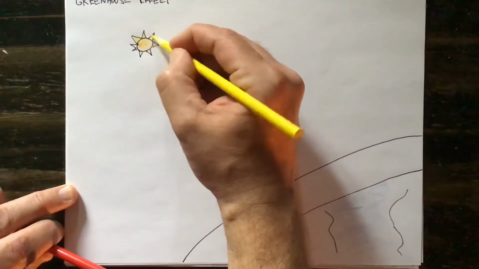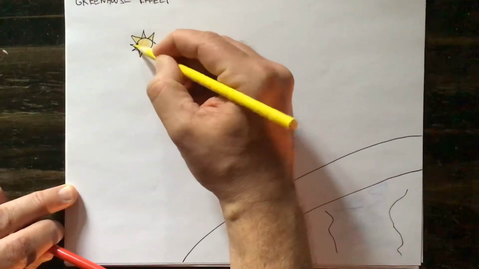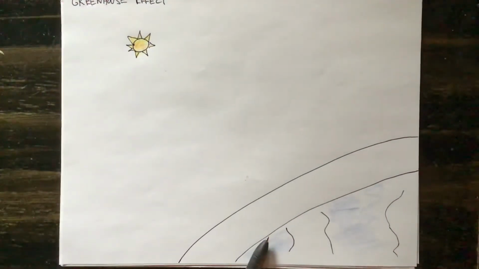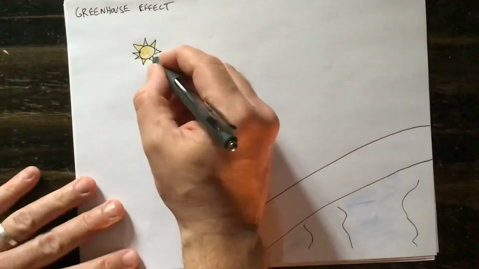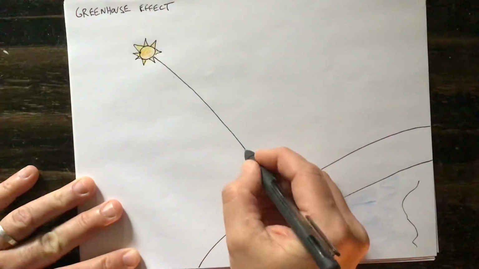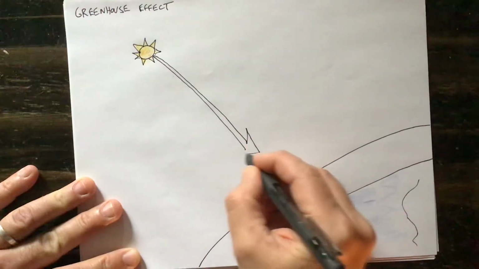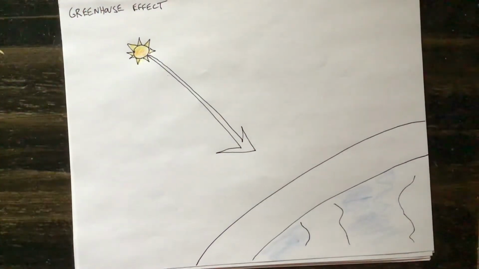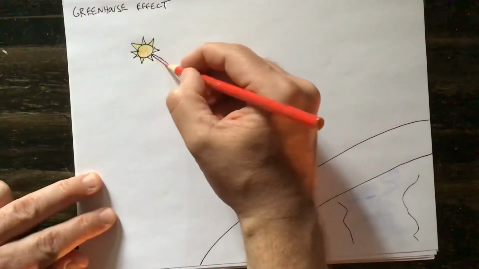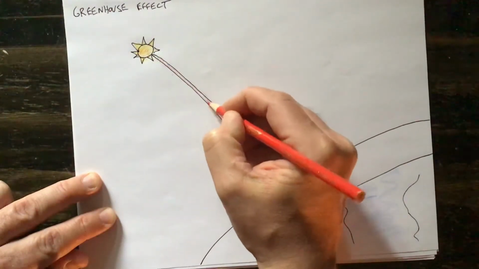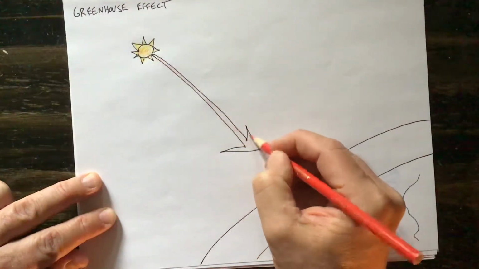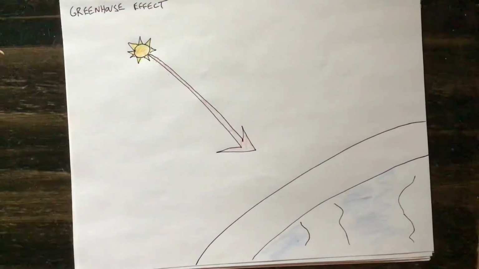And if you don't have the colors, it's no big deal. You could just do this drawing in black and white. And energy is always coming from the sun in all directions. And a certain part of that energy is coming towards the Earth. Only a fraction of the sun's total energy is intercepted by the Earth.